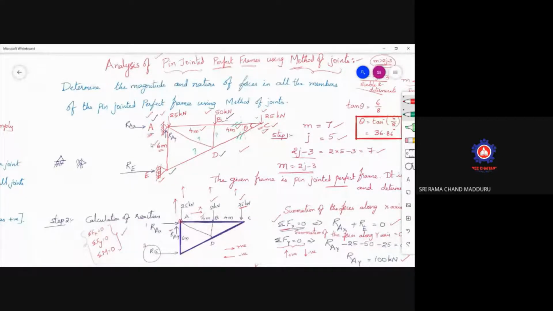Whereas coming to B, if I take the free body diagram at B, BA force is not known, BD force is not known, whereas BC force is known. That's why the unknowns are two only. So we should consider the free body diagram in such a way that the number of unknowns is not more than 2. Either 2 or less than 2, that's it. So go with the free body diagram at B, draw the free body diagram.